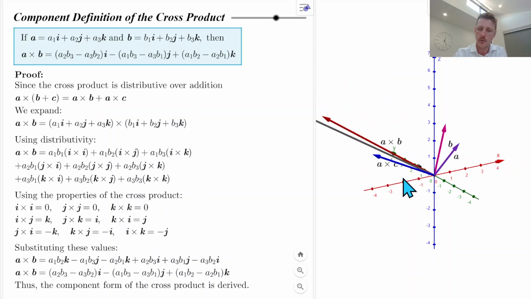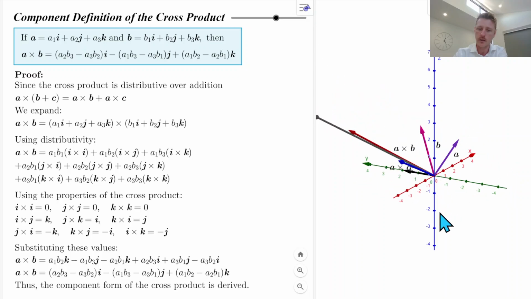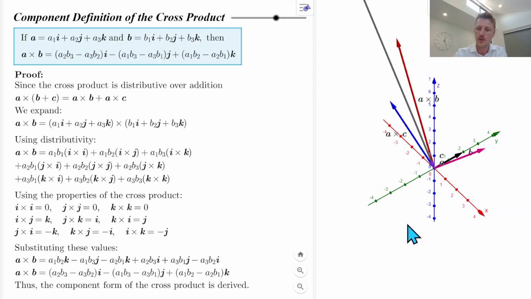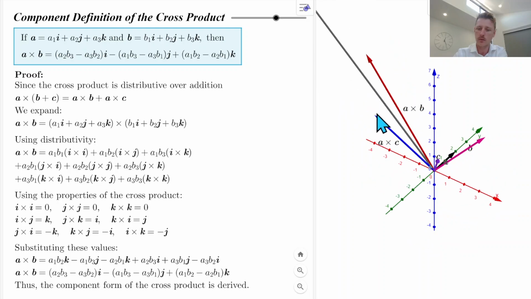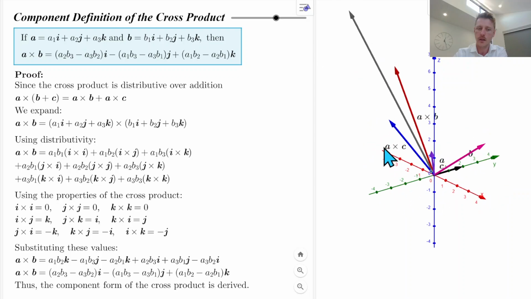So if we cross A and B, we get this red vector, A cross B. And if we cross A and C, we get this blue vector here. And lo and behold, if we add them together, A cross C plus A cross B, then we get this vector here, which was the same vector, hopefully you can recognize, as A cross B plus C. So that's just a demonstration that the cross product is distributive over addition.